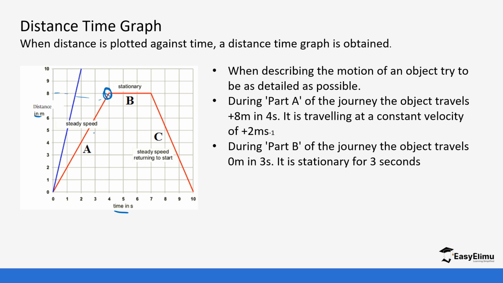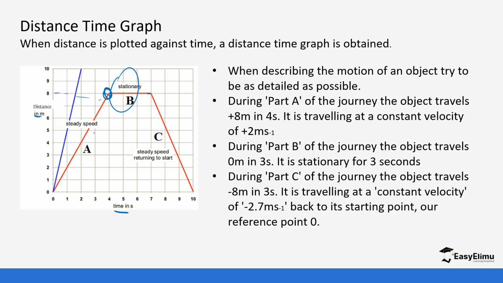During part B of the journey, the object travels 0 meters in 3 seconds, so it is stationary. That's the reason why the time is increasing, but the distance is not changing. During part C of the journey, the object travels 8 meters, but it is negative because we are returning back to the starting point, our reference point. So you notice the velocity is going to be negative.